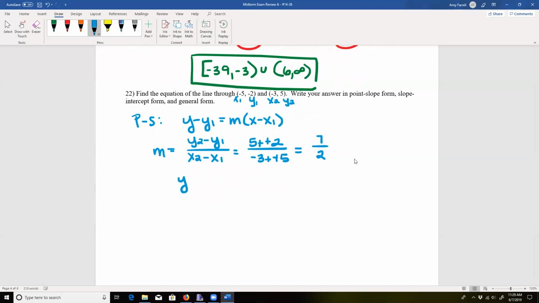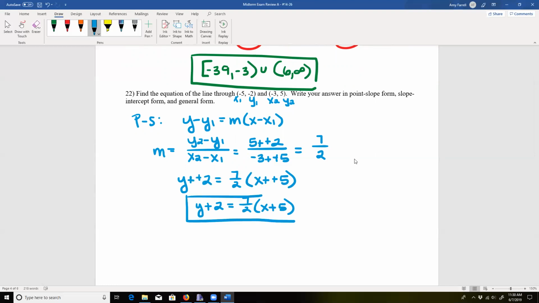So point-slope would be y minus negative 2 equals 7 over 2 times the quantity x minus negative 5. This is not incorrect, but you might want to make it look a little nicer. We know subtracting a negative is the same thing as adding the opposite, or plus plus. So I guess the best answer for point-slope form would be this right here. So that would be our first answer for point-slope form.